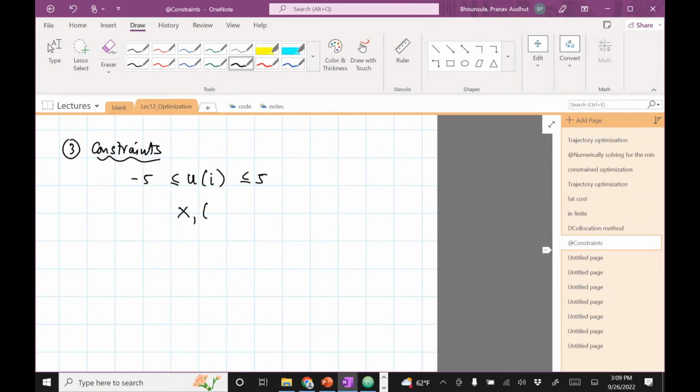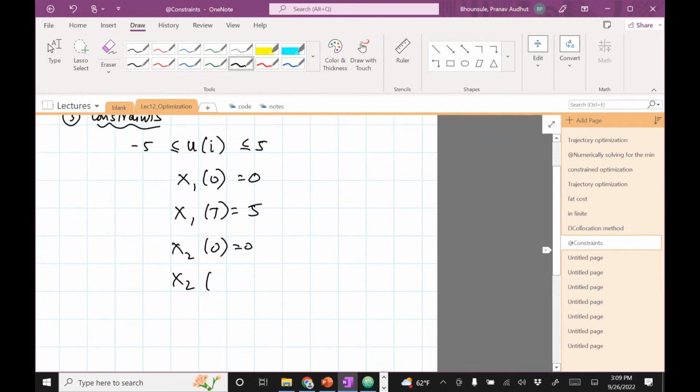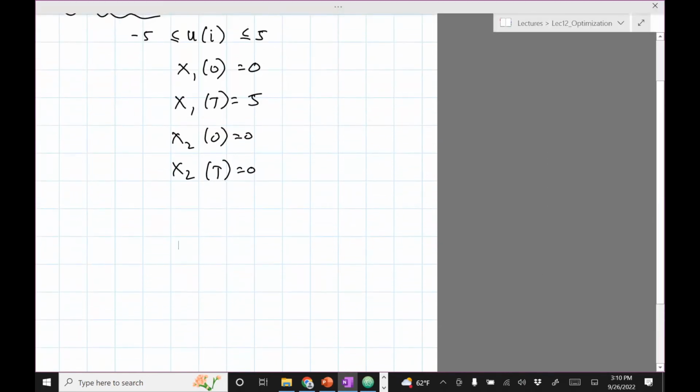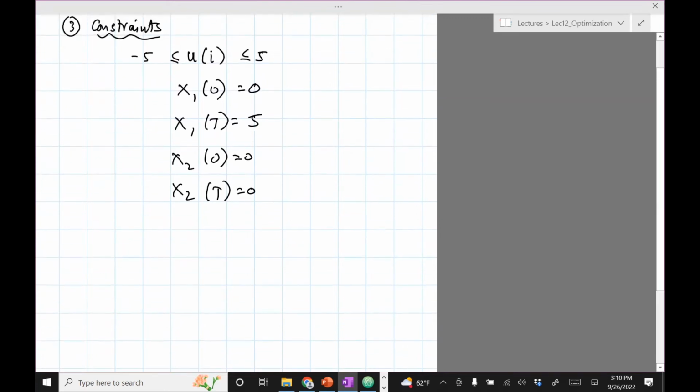X1 at I equals 0, or just put 0. Should be 0. This is saying that it starts at position 0, ends at position 5, starts with 0 speed, ends with 0 speed. Okay, now we've specified all the constraints with bounds and the constraints in state.